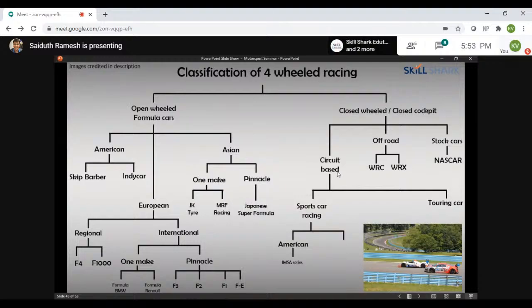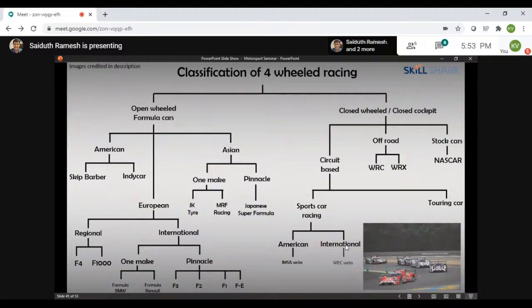Sports cars, we have the American side, which has IMSA, the International Motorsport Association, I think. Basically what they do is they have different cars running at the same time. You have GT cars, and you have these specific different looking cars called LMP1 cars. They all run at the same time. This is an endurance series. Most of those races go from anywhere between 3 to 6 to even 12 or 24-hour races. The most famous one in IMSA is the 24-hour Daytona race.